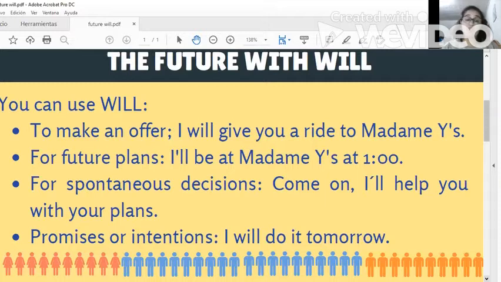Or we can use it with promises or intentions. I will do it tomorrow. I will do the homework on Monday. I will do the homework at the time I receive my homework. And in that way you can have different uses of future will.